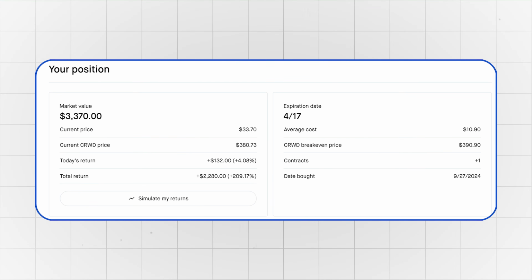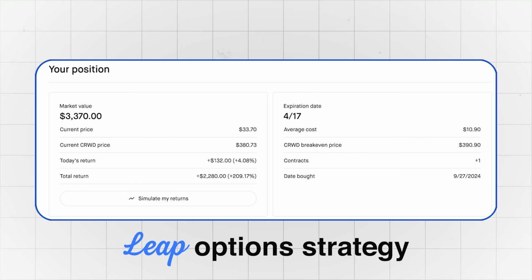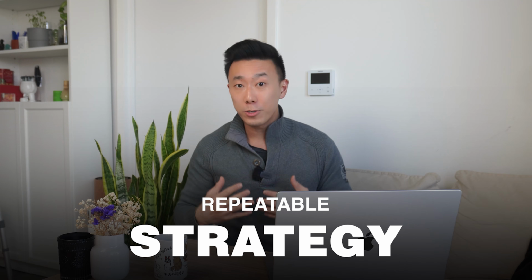I turned $1,000 into $2,300 using a simple LEAP option strategy. And no, this wasn't some risky YOLO trade. It was a calculated, repeatable strategy that I use all the time.